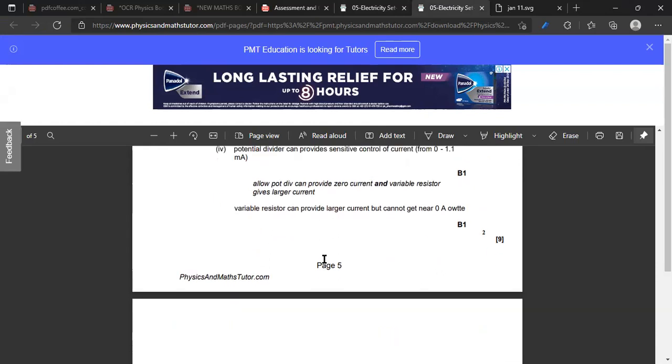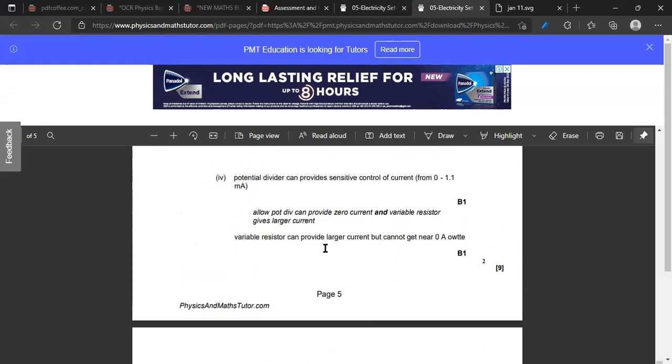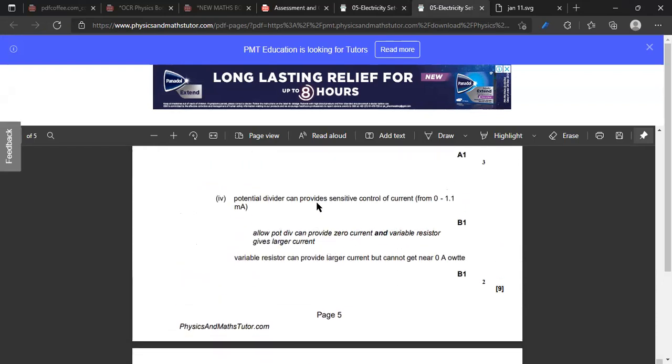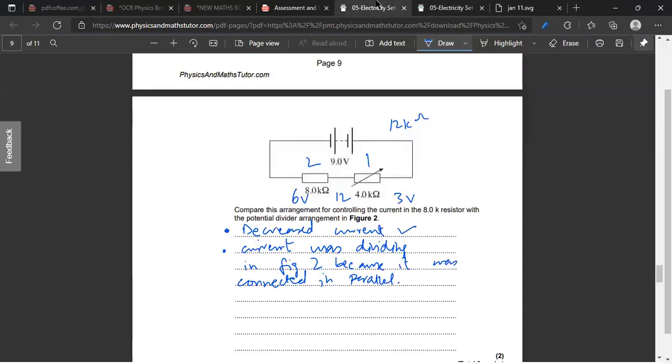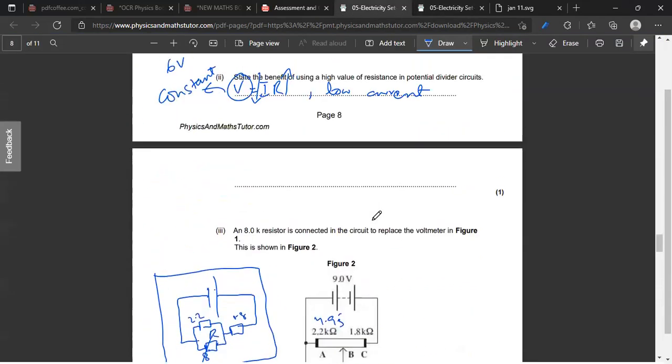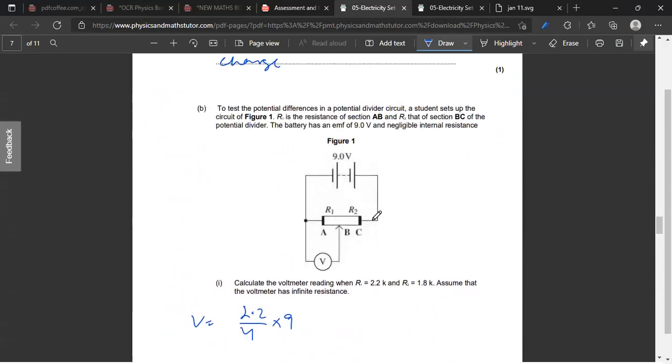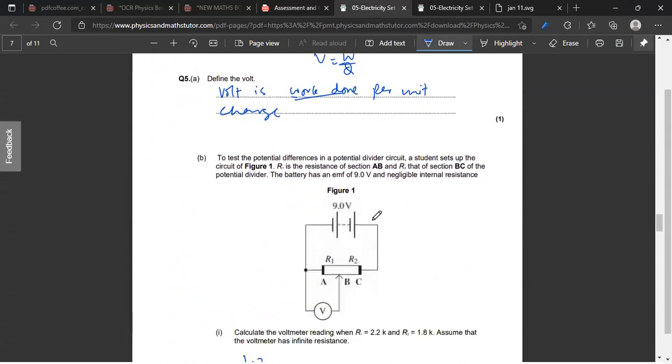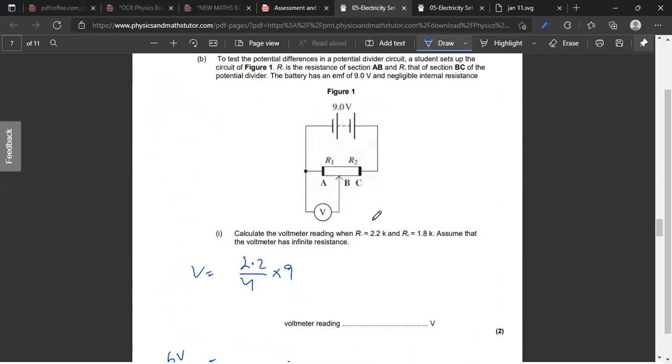Okay, why does it say from 0 to 1.1 milliamps? Where did the 0 to 1.1 come from? I know that you can control the current with a variable resistor, but why 0 to 1.1? That's a good question. They might have given a question where they ask you, okay, the total current is 1.1, calculate the voltmeter reading.